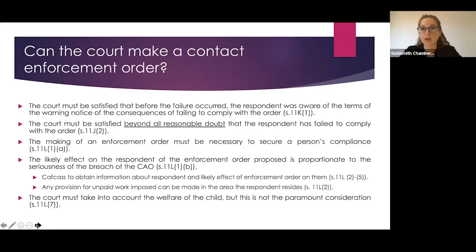The other consideration is also that the enforcement order can in fact be made in the area where the respondent resides. If it can't be made within that area, then the order is not going to be effective. Lastly, you'll see that the court must take into account the welfare of the child. Ordinarily, you'd expect that if a parent, the resident parent, is now going to find themselves having to undertake additional unpaid work, their availability to the child is going to be reduced. That said, the welfare of the child is not going to be the paramount consideration when the court is looking at making an enforcement order.